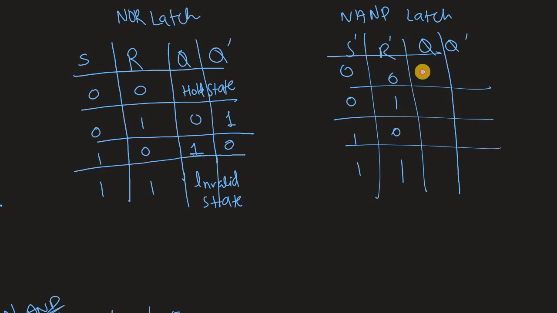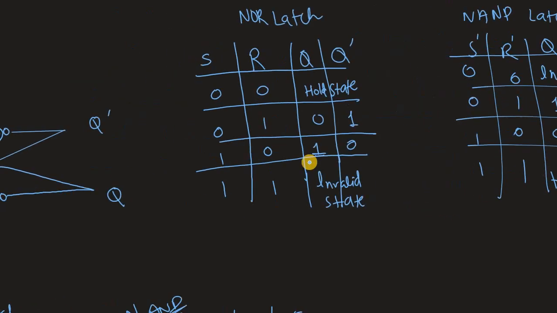So the inverse of the hold state is going to be the invalid state. And here when we have 1 1, we had an invalid state, so that's going to become a hold state. And we had 0 1 over here, so that means here we're going to have 1 0. And we had 1 0 over here, so that means we're going to have 0 1. And with that, this pretty much completes your NAND SR latch.